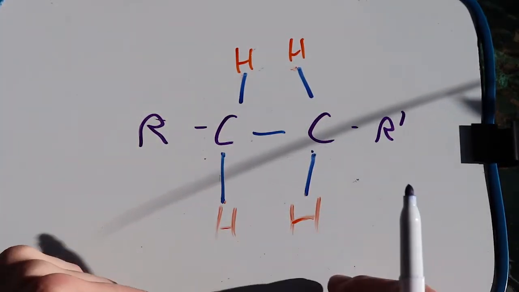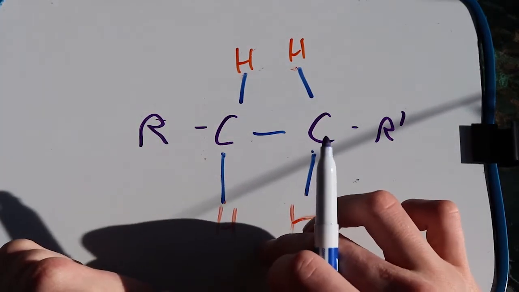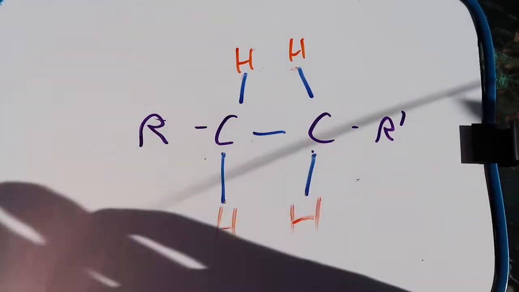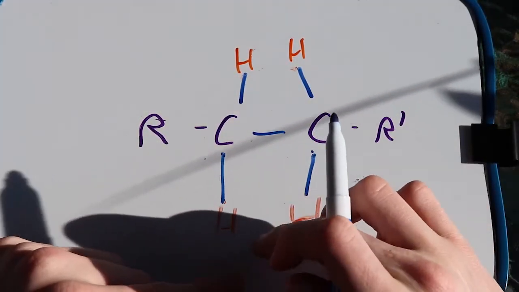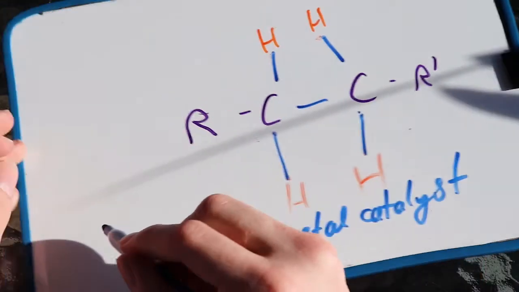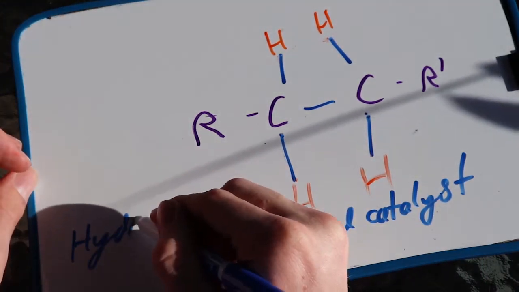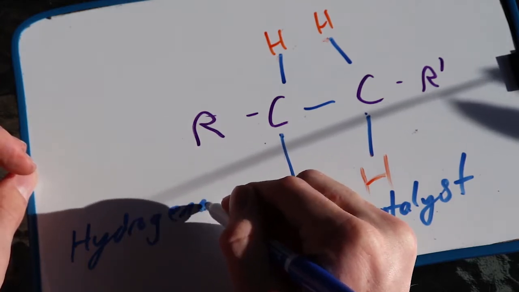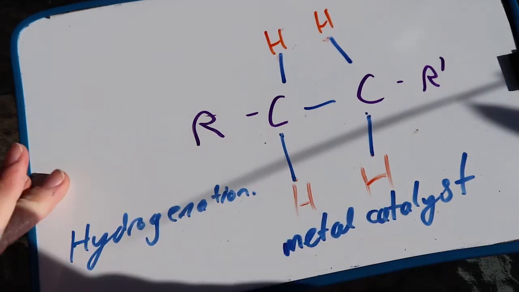Now, because we have to break apart the bonds between the hydrogens, and the carbon bonds are not quite as strong, but the hydrogen bonds are fairly strong, we're going to need a metal catalyst for this reaction, which is called hydrogenation. It is a form of addition reaction. The expected product of hydrogenation, if we do it to an alkyne, we'll get an alkene, and if we do it to an alkene, we'll get an alkane.